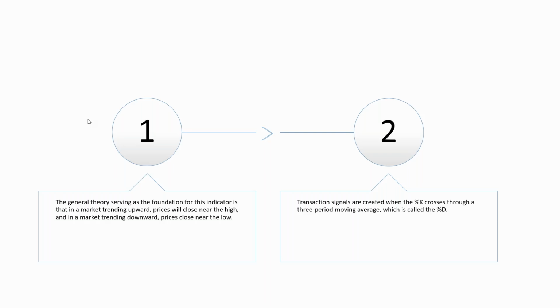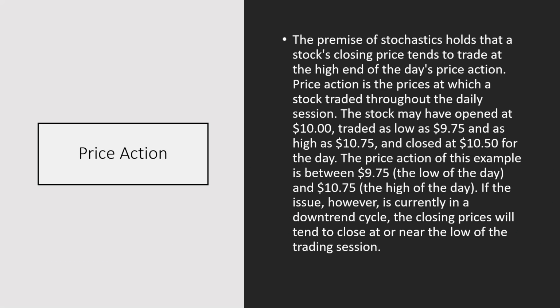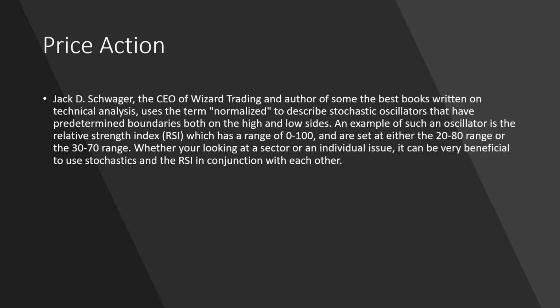Now, the transaction signals are created when the percent K crosses through the 3-period moving average called the percent D. So it's really a variation of a moving average crossover. It's just, instead of calculating a moving average, we're calculating this unique mathematical formula of using these opens, highs, lows, and closes in a unique combination.